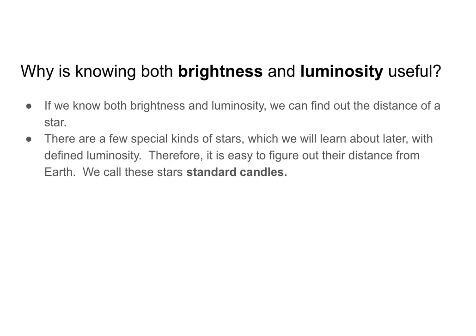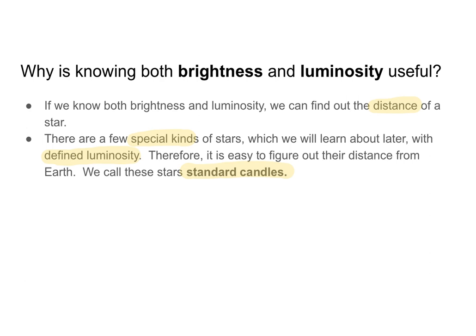So knowing brightness and luminosity is useful because it helps us find distance. The trick here is that we don't automatically just magically know the luminosity of different stars. Instead, we use some special kinds of stars, which we haven't learned about. We're going to talk about them throughout the course of this unit. But some of the special stars have a defined luminosity, so they have a luminosity that we know. As a result, it's easy to figure out the distance from Earth, and because these stars have standardized luminosity, we call them standard candles. And again, we haven't learned about what stars they are yet, but we will.